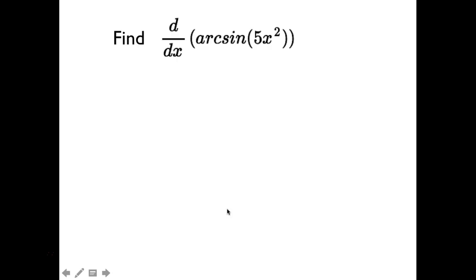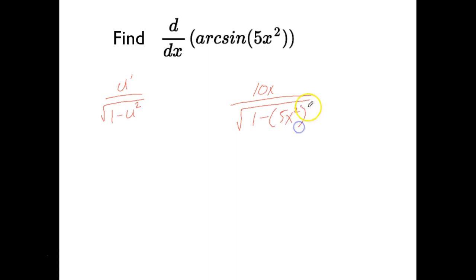Here we go. Here's an example to do arc sine. You're just going to have memorized what arc sine is. So let's write down. The derivative of arc sine is going to be u prime over the square root of 1 minus u squared. You're going to have all of them memorized. So for this one, it'd be u prime, 10x, over the square root of 1 minus u squared. U is the thing inside, 5x squared, squared.